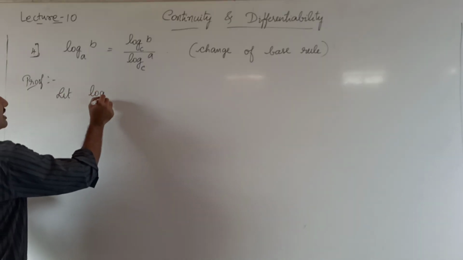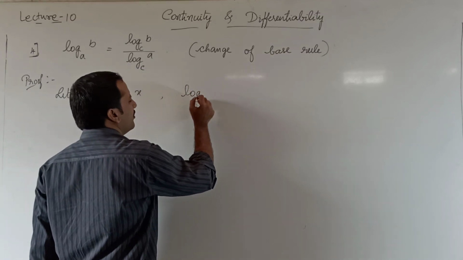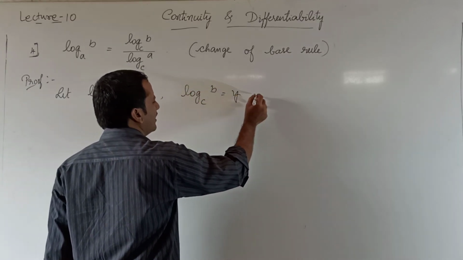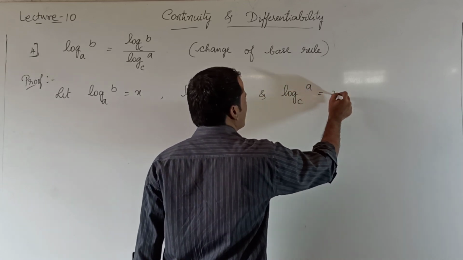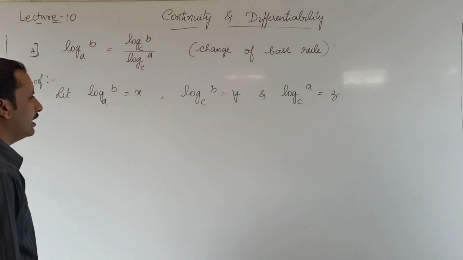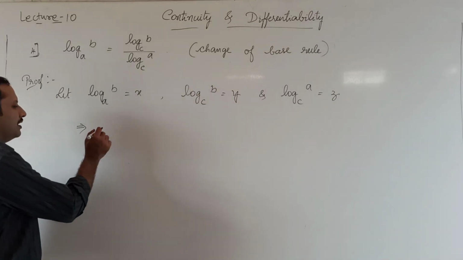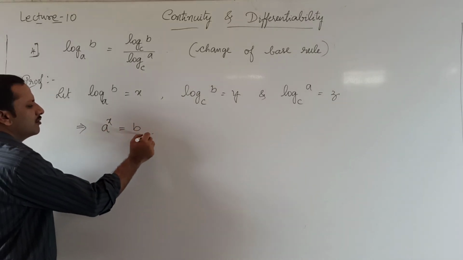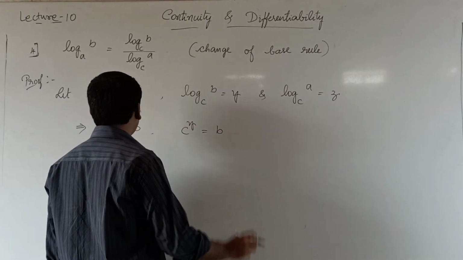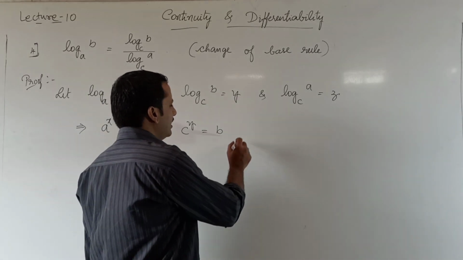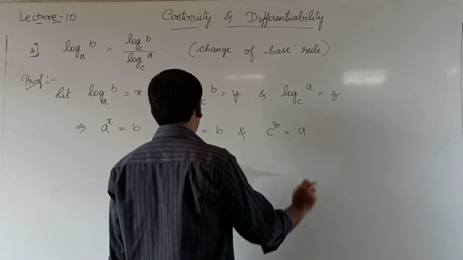Let me take log b to the base a as x, log b to the base c as y, and log a to the base c as z. According to the definition, log b to the base a is equal to x implies that a power x is equal to b, and from here we get c power y is equal to b, and c power z is equal to a.